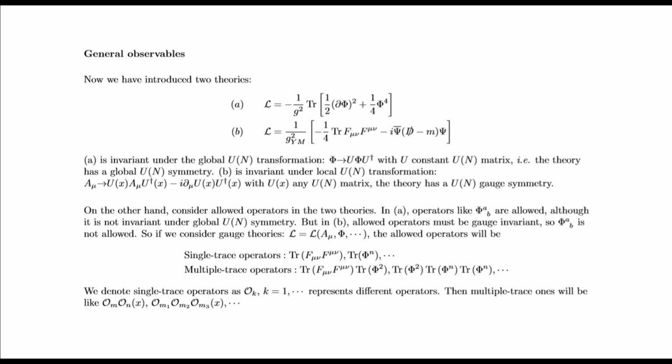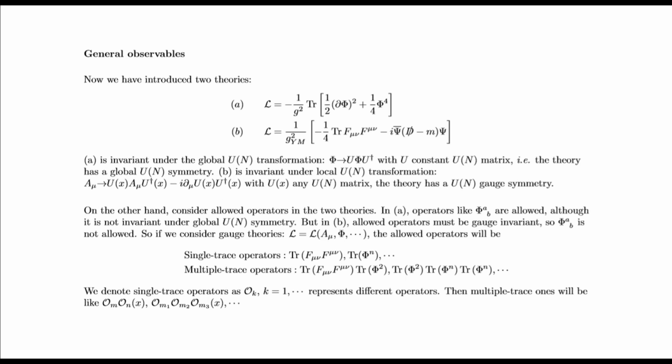Now we have introduced two theories. A is invariant under the global U(N) transformation, this, with U a constant U(N) matrix, i.e. the theory has global U(N) symmetry. B is invariant under local U(N) transformation, this, with U(x) any U(N) matrix. The theory has U(N) gauge symmetry.